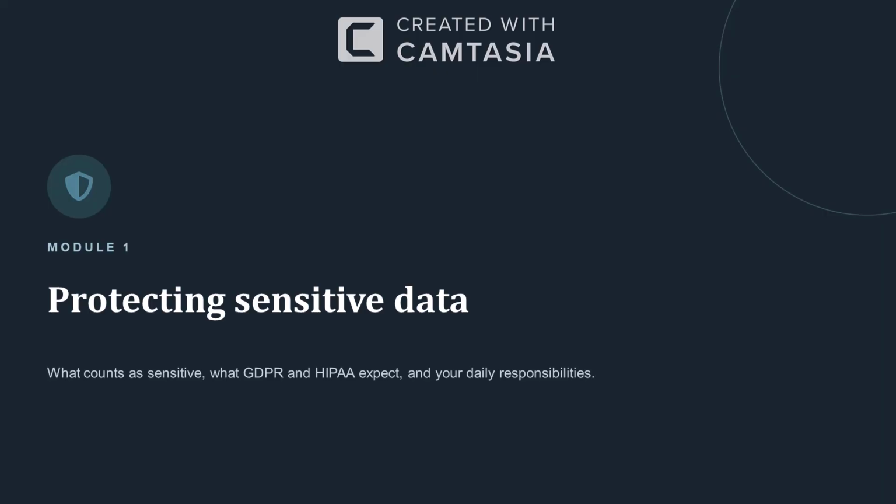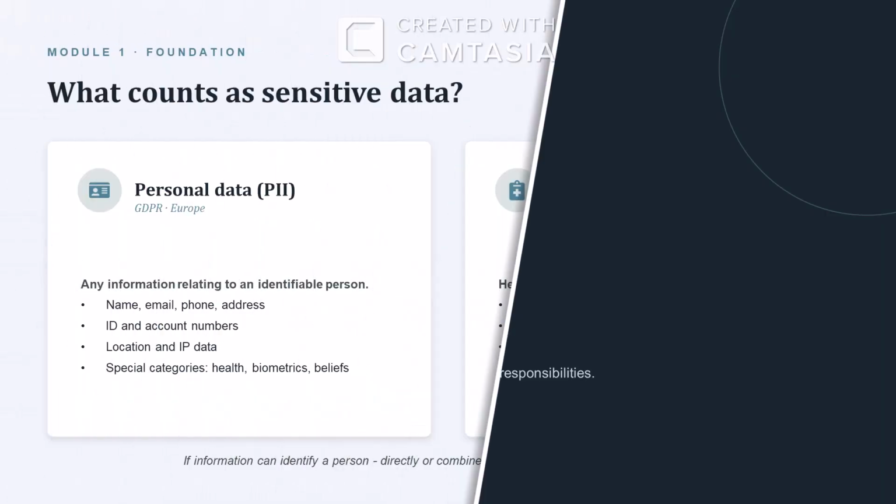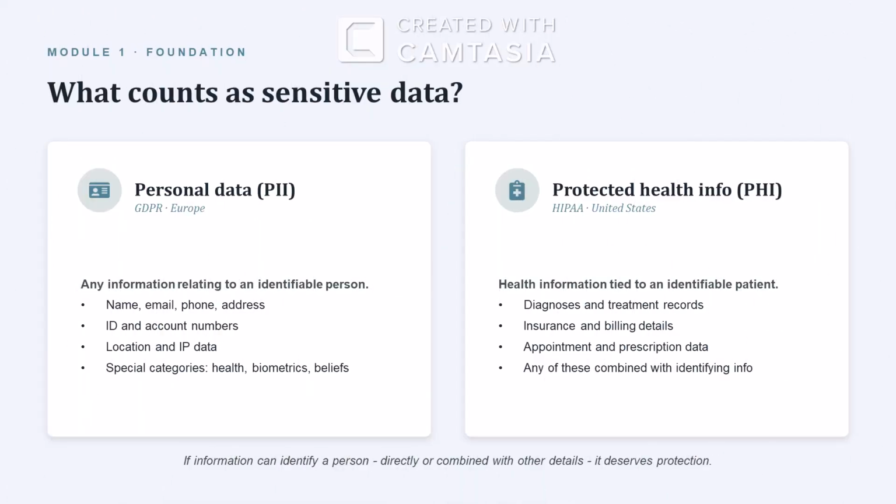In this module, we'll look at what counts as sensitive, what the rules expect from us, and what that means in your day-to-day work. So what exactly is sensitive data? On one side, we have personal information, like names, emails, addresses, and ID numbers. On the other, health information, like diagnoses, prescriptions, and billing details. The simple rule: if a piece of information can point to a specific person, it needs protecting.